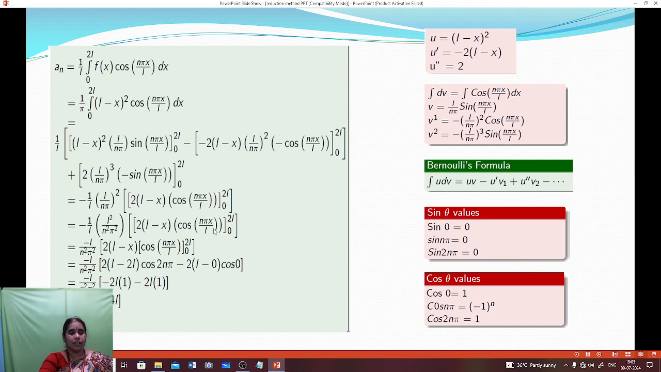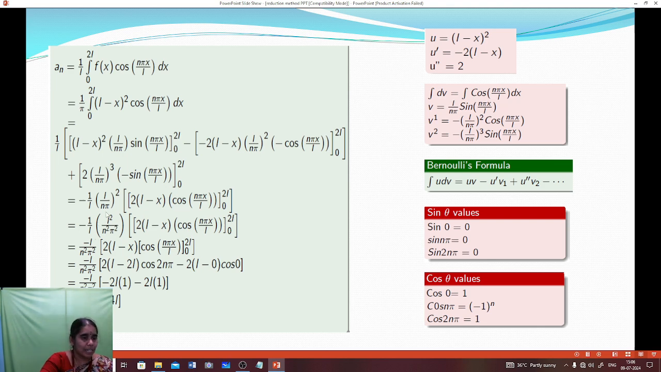By multiplying, first we have to write the signs: minus into minus gives plus, plus into minus gives minus, so we take off minus 1 by L. Then on solving this, L by n pi the whole square into 2 into L minus x into this thing. We have to substitute our limits for x: the upper limit is 2L and the lower limit is 0.